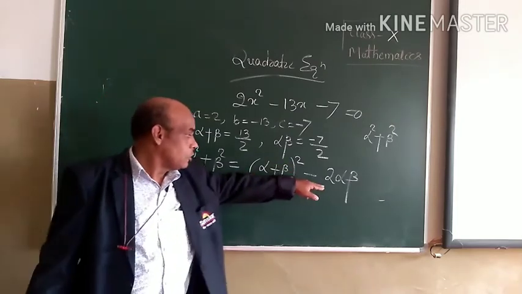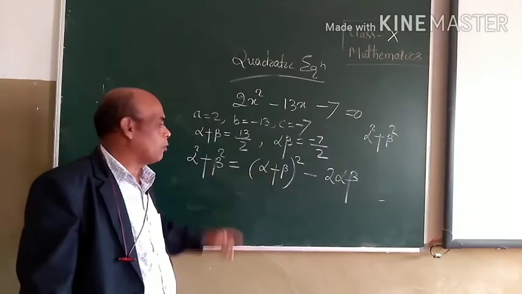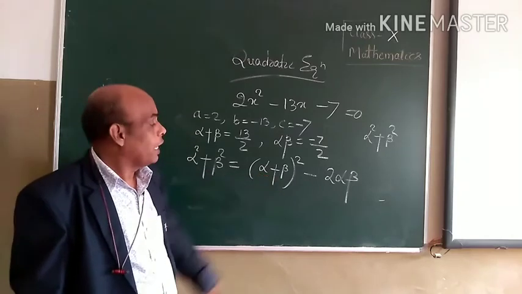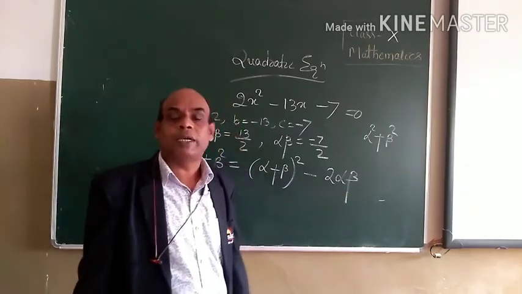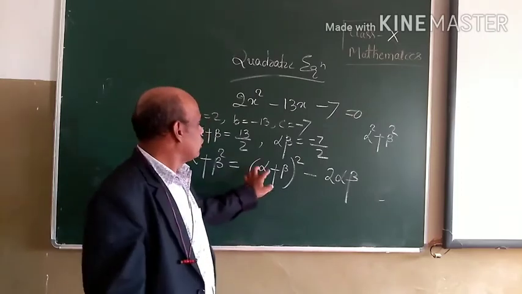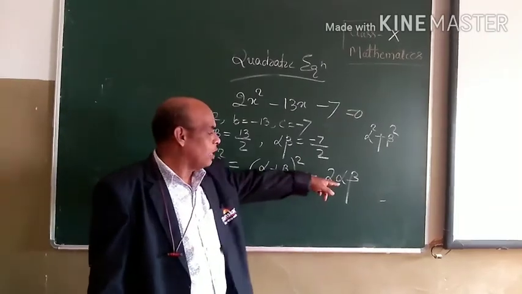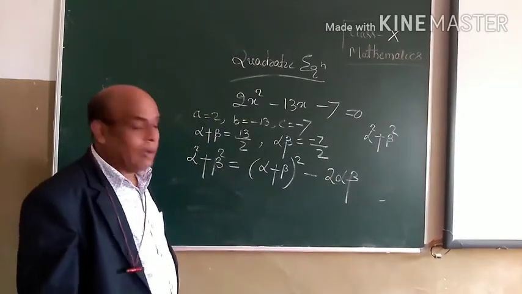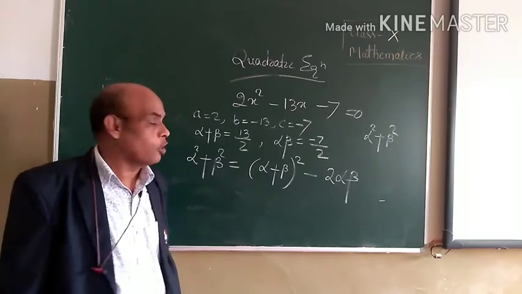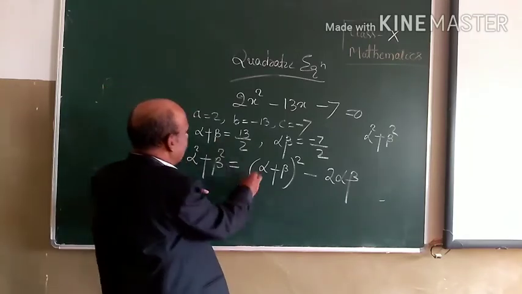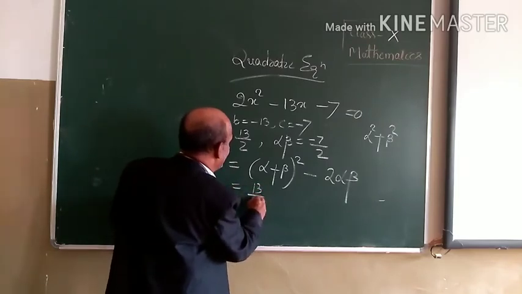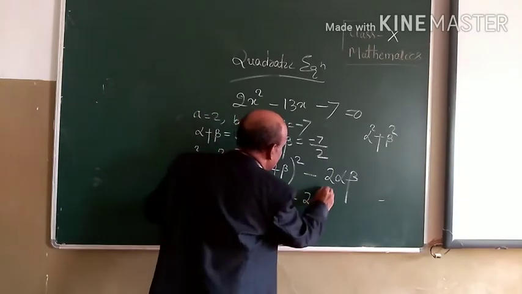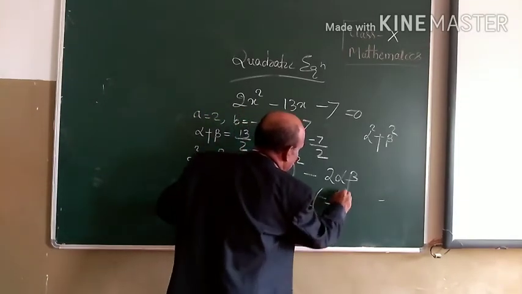Just calculate, and then you will get alpha square plus beta square. So you have to use alpha plus beta, which I already used, and also alpha beta, which I have also used. Now you just examine: the whole square of alpha plus beta minus 2 alpha beta gives alpha square plus beta square. Now just put in the values to get the answer. Alpha plus beta is given as 13 by 2, so you can write 13 by 2 whole square minus 2 into minus 7 by 2.